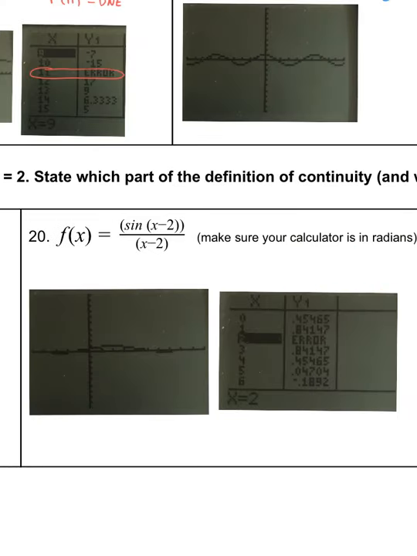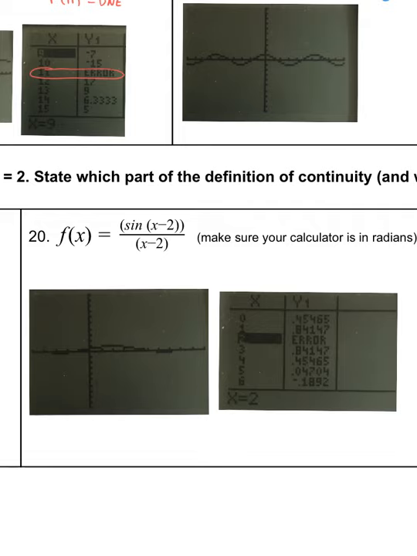Okay, finally, number 20, we have a trig function, sine of (x minus 2) over (x minus 2). Here's the picture of the graph. It's a sinusoidal curve. We know when we plug in 2 for x, we're going to be dividing by 0. So we know there has to be a discontinuity at x equals 2. You cannot see it on the graph because the calculator does not know how to pick up its pencil and put it down. So you have to check right here. There is an error. There is a hole at 2.